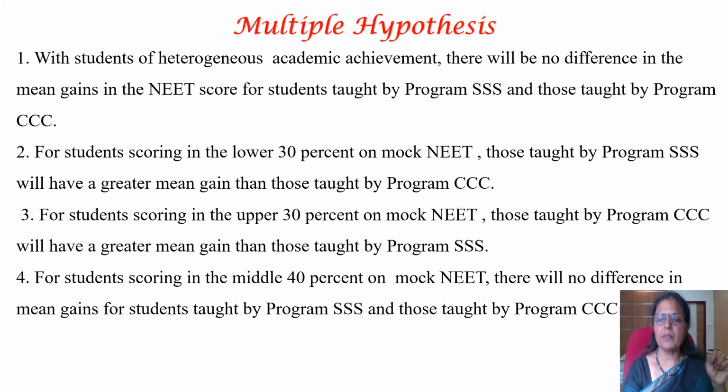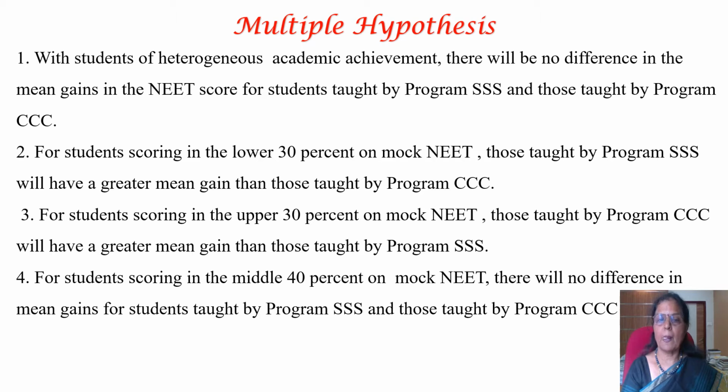And for this problem statement, one of the hypotheses could be, with students of heterogeneous academic achievement, there will be no difference in the mean gains in the NET score for students taught by program SSS and those taught by program CCC. Now, let me explain this hypothesis.